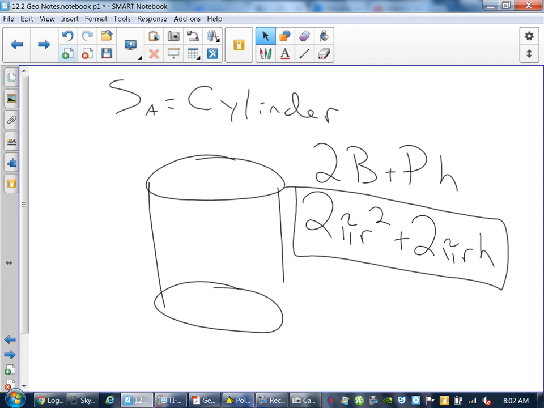Surface area of a cylinder will always be twice pi r squared plus 2 pi r times your height. Now remember, the way that we write surface area, our textbook uses SA for surface area, and they also talk about what's called lateral area, which is the area of the sides.